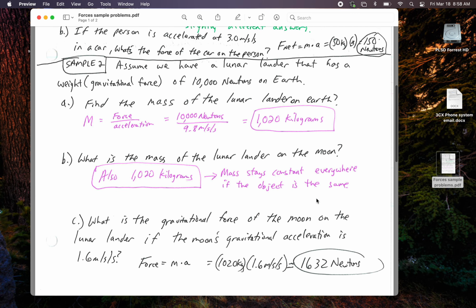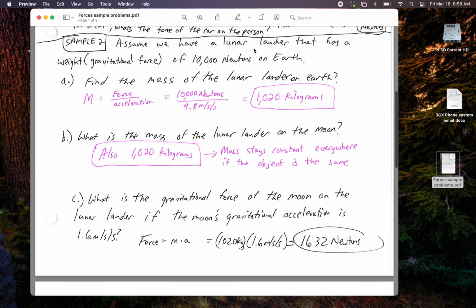Sample 2. Assume we have a lunar lander, so lunar means moon, that has a weight or gravitational force of 10,000 newtons on Earth. Find the mass of the lunar lander on Earth. Well, going to this version of the formula, the force was given as 10,000 newtons. I'm still using 9.8 meters per second per second, but again, you could use 10. So I get 1,020 kilograms of mass. The mass of the lunar lander on the moon would be the same.